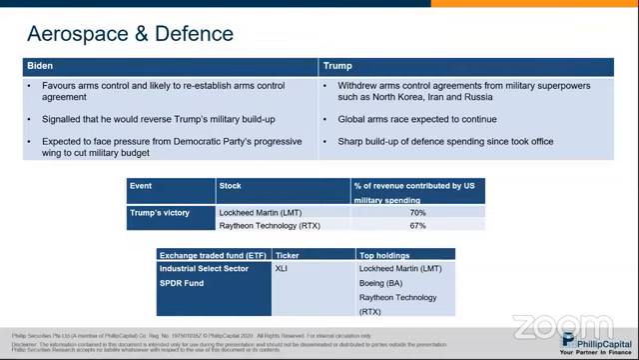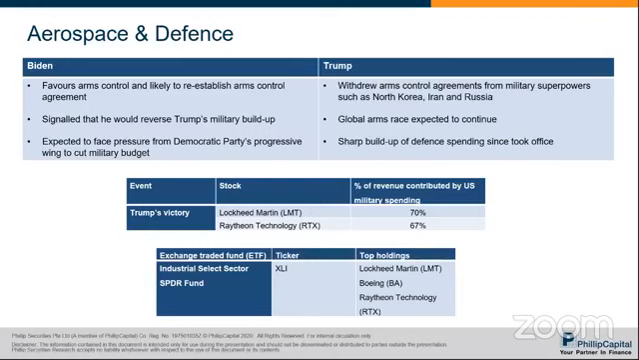Lastly is the aerospace and defense subsector. Biden signaled that he would reverse Trump's military buildup, and he favors arms control. He is likely to re-establish the arms control agreement, whereas Trump, oppositely, withdrew from arms control agreements with military superpowers such as North Korea, Iran, and Russia, and is expected to continue the global arms race. Since he took office, there has been an increase in the buildup of defense under Trump's term. And Trump's victory would mean a good thing for the defense industry.